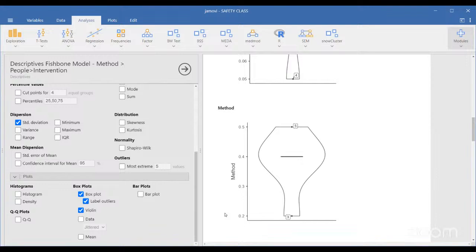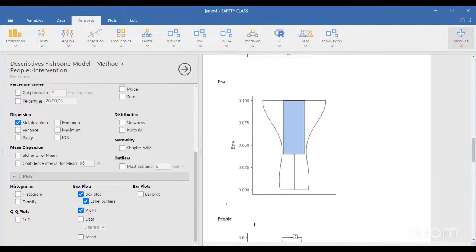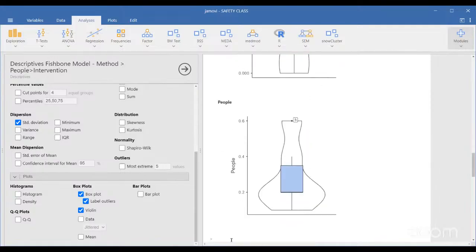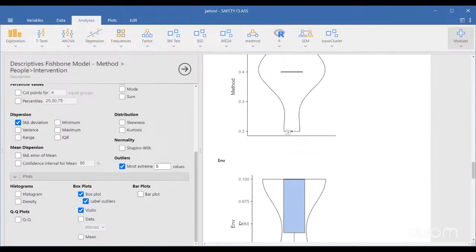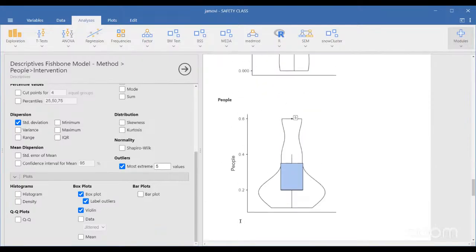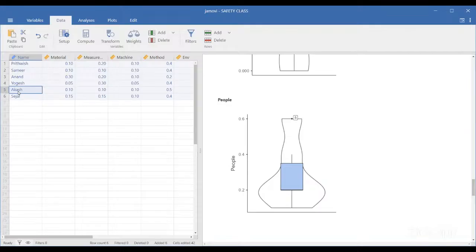After the method, what is that? It is the environment. Next is the people. Here you can find out the 5. Some individual, 5, came repeatedly. Who is 5? Akash. Okay.